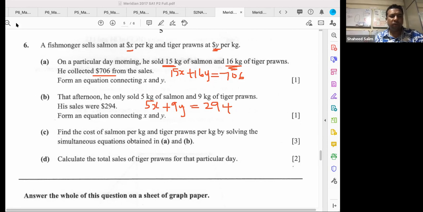Congratulations, inshallah, you found what each kg costs. Waiting for the rest. And I think I better show you what a tiger prawn is, because sometimes you don't know what it is. Let's see, yeah.